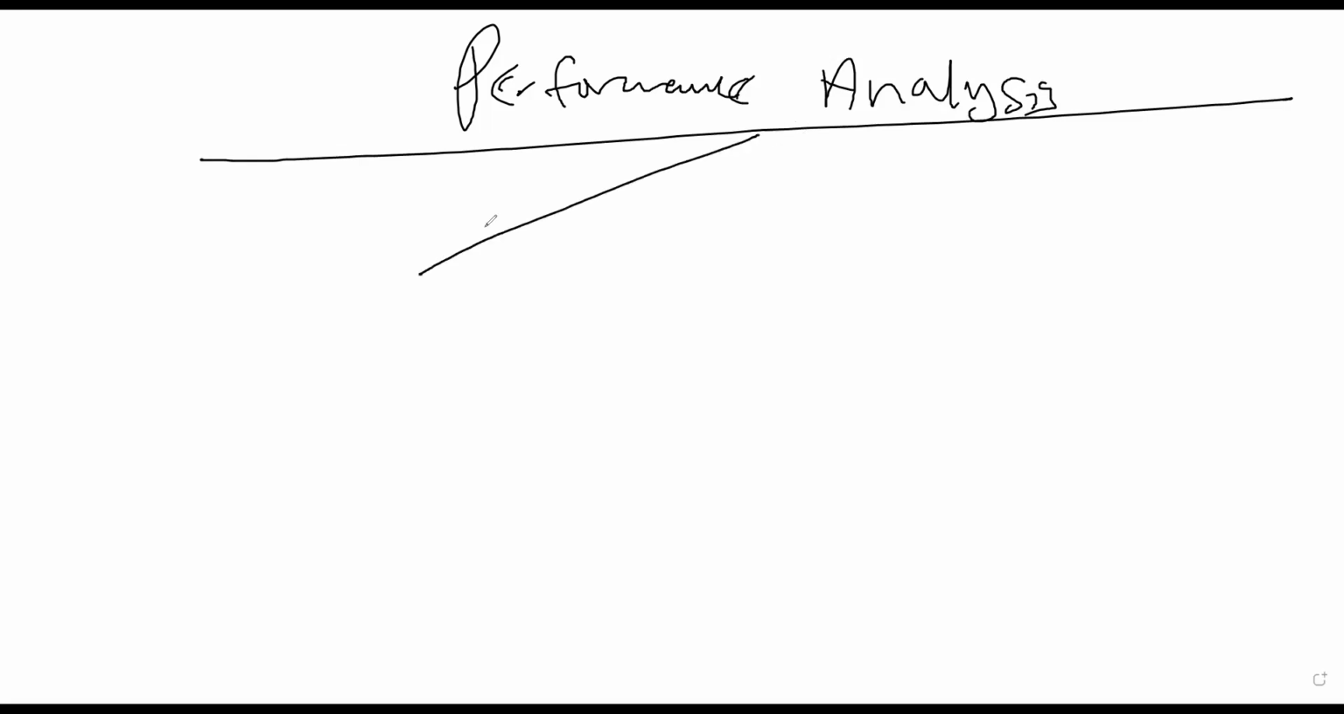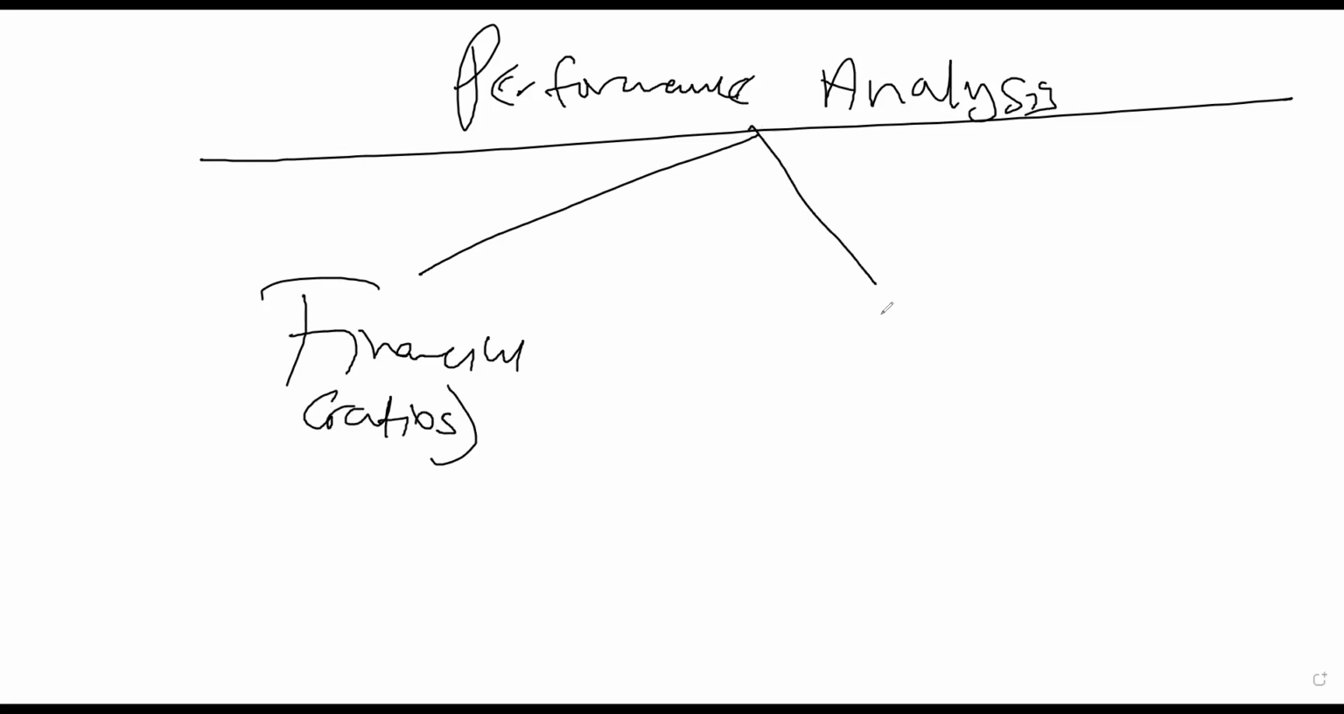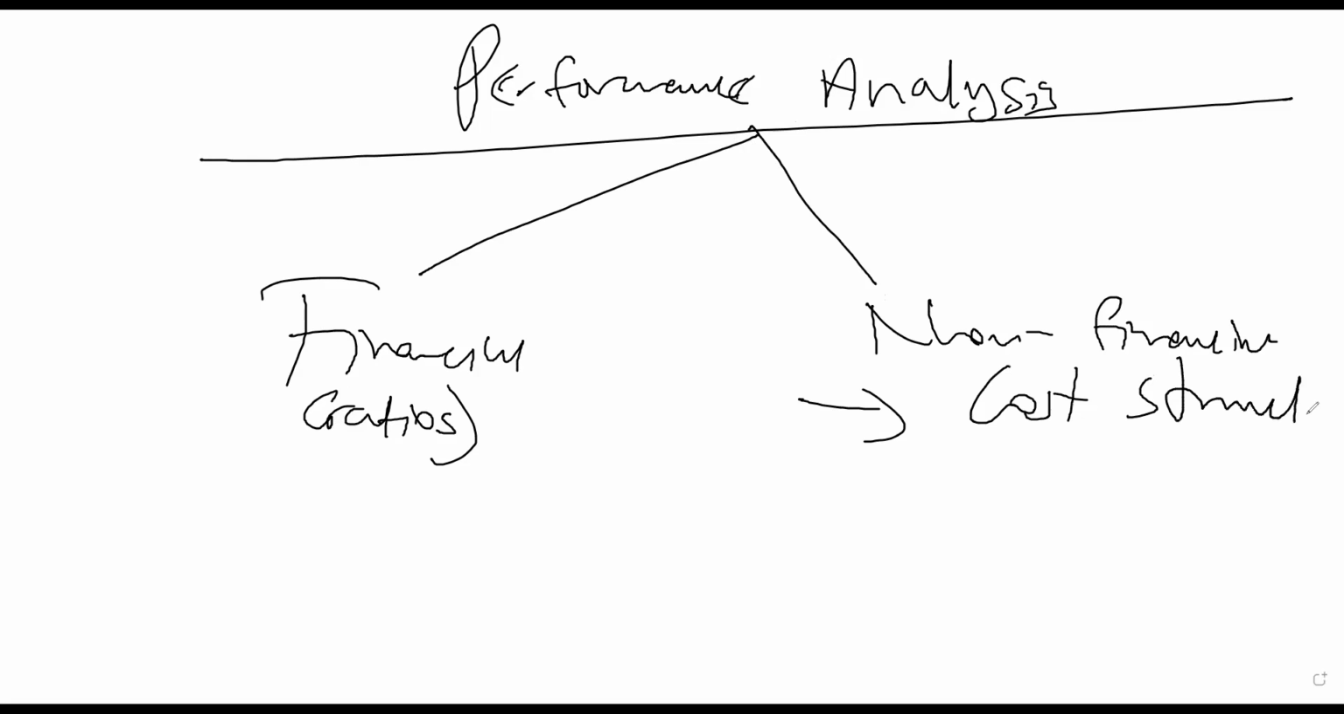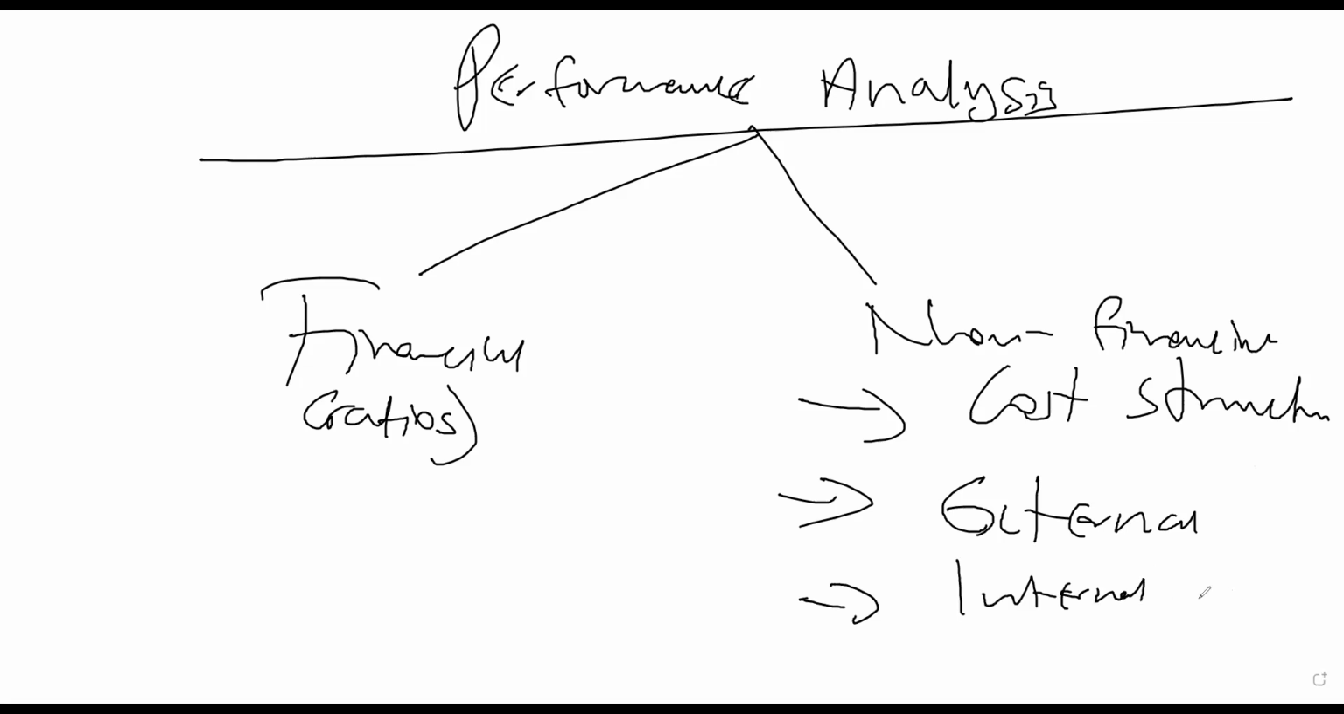First, you should know how to analyze financial performance. Financial performance, use the ratios. Non-financial performance, you can use cost structure. You can use external and internal efficiency. External and then internal efficiency. Internal efficiency. That is all.